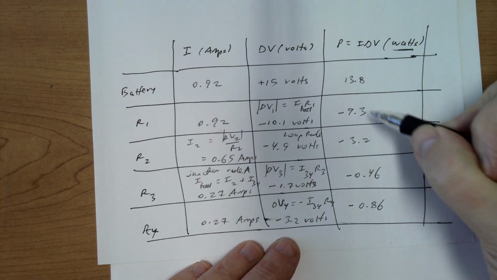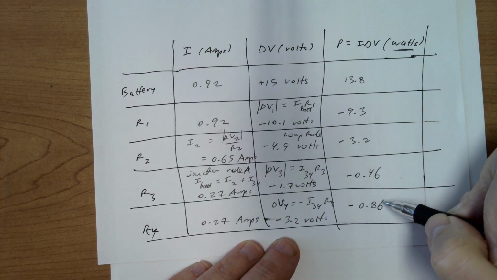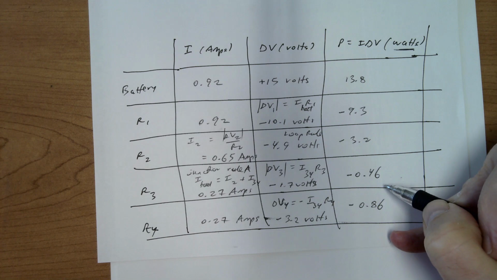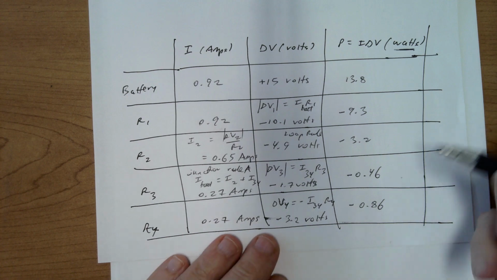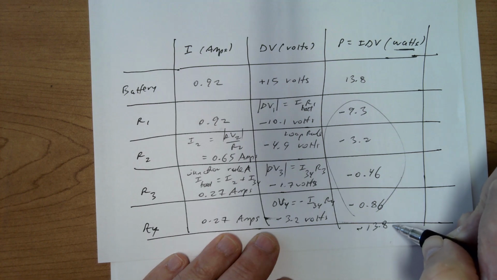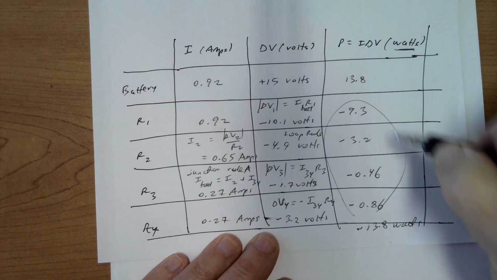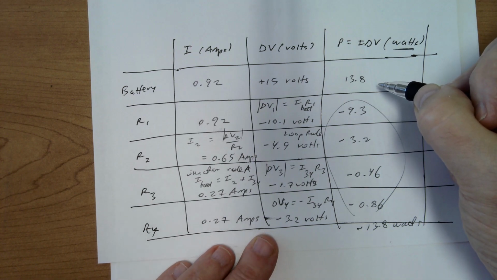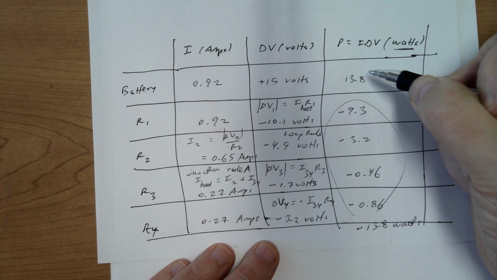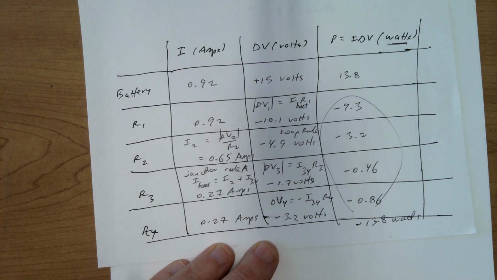And so a nice way to check if these are correct is to add all of the powers removed from the circuit by the resistors. 9.3 plus 3.2 plus 0.46 plus 0.86 in magnitude. These guys add up to negative 13.8 watts, which is good because that's the same as the power supplied to the circuit by the battery. So it's a good check. Power in equals power out in magnitude.